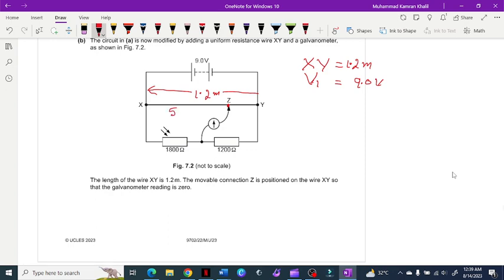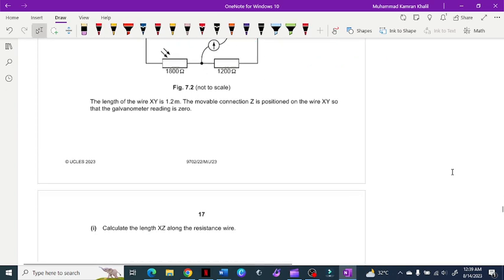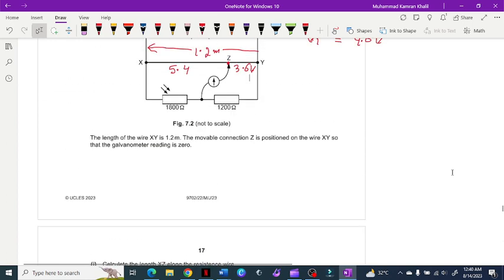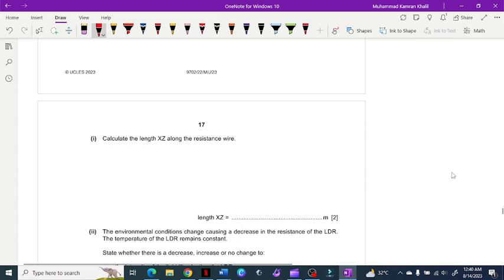It was 5.4 volt, and for the rest it will be 3.6 volt. Now he is saying to calculate the length XZ along the resistance Y. So what will be this length? We will use the unitary method.